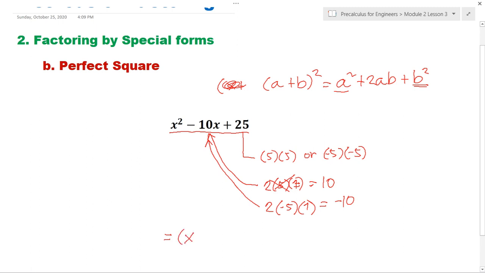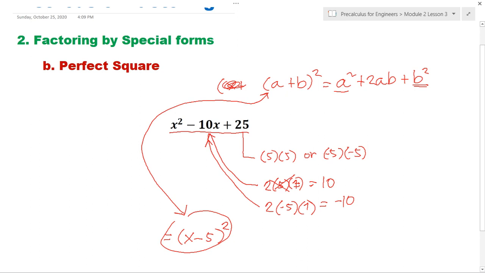Ano nga yung pinili natin sa last term? Negative 5. So, therefore, minus 5. Then, square mo lang siya directly, para pareho siya ng mukha dito. So, ganun lang. Ganun ka mag-factor ng perfect square.